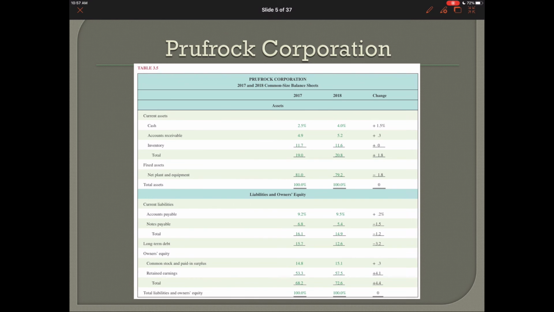So let's do a quick breakdown of this hypothetical Prufrock Corporation from 2017 to 2018 and point out some key pieces that can help in our analysis. First of all, I'm looking at cash, accounts receivable, inventory, their current assets. What we can see is that their current assets actually increased. So it increased by 1.8% of their total assets from 2017 to 2018. If I go down to the liability side, we can also see that their current liabilities actually decreased by 1.2%.